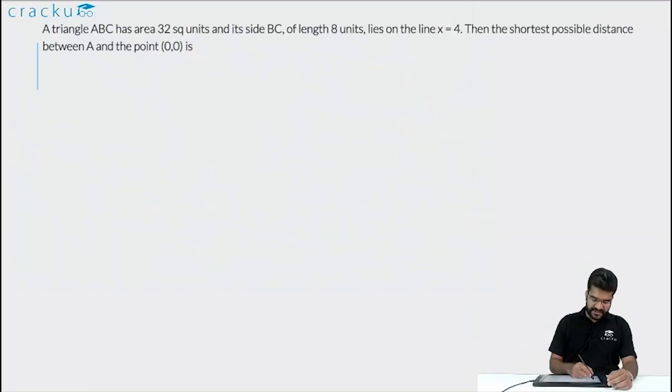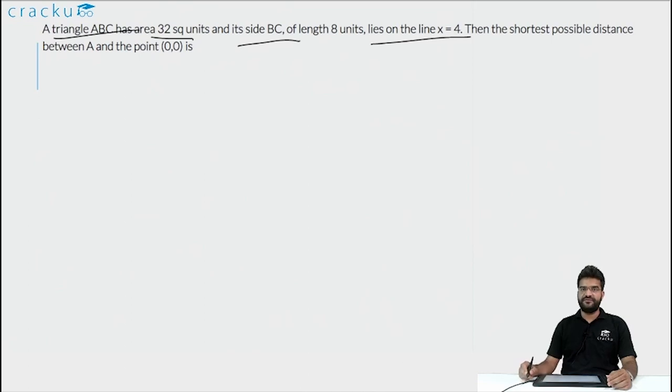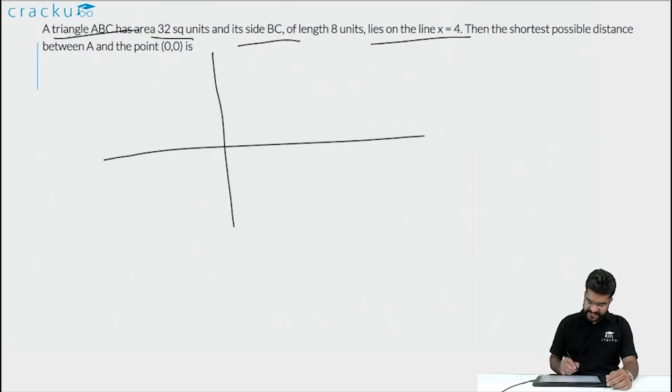In this question it is given that there is a triangle ABC. The area of the triangle is given as 32 square units. Its side BC of length 8 units lies on the line x is equal to 4. So let us first draw the graph. We will try to understand what this actually represents.